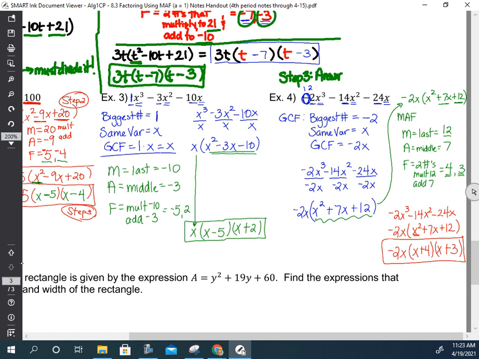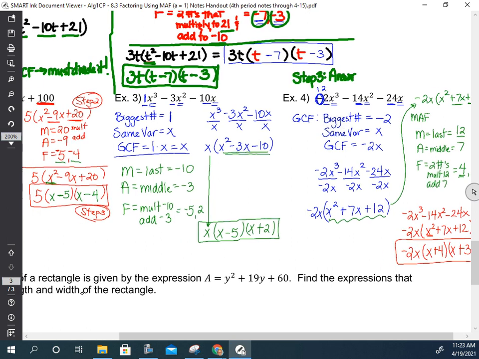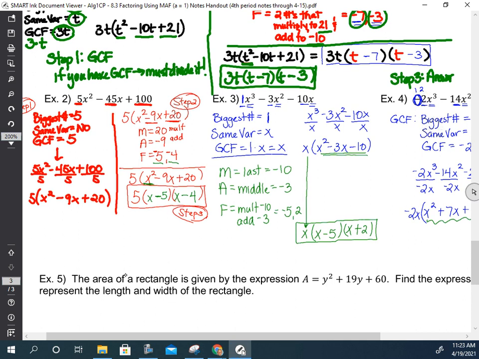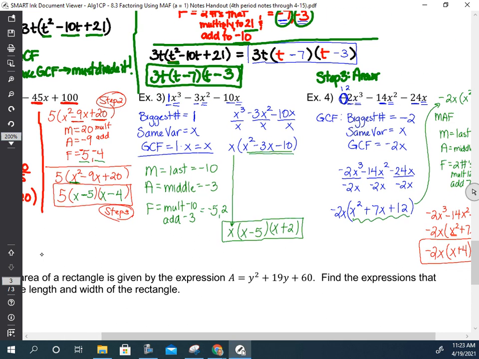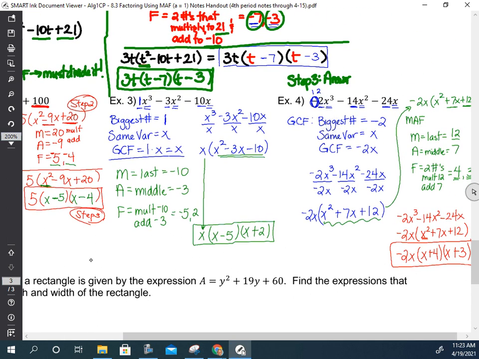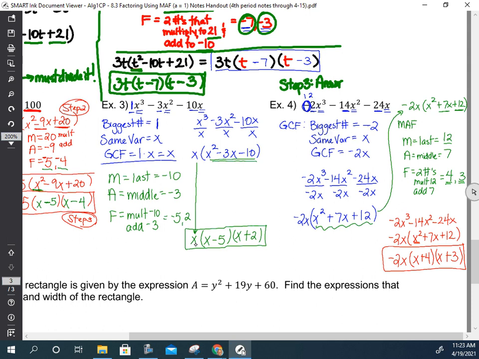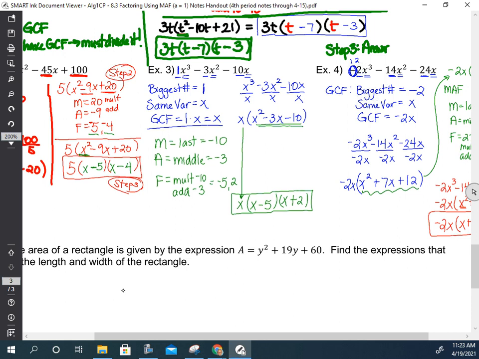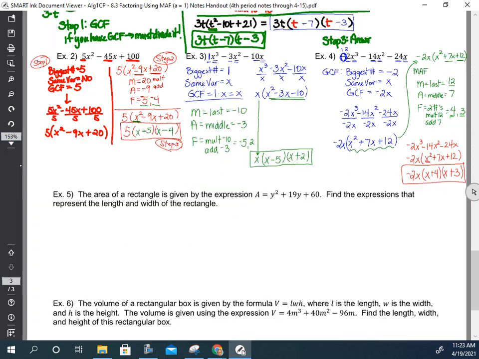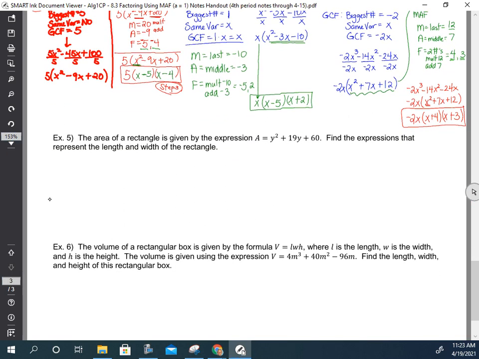All right, so for examples 2, 3, and 4, example 2, we took out just a number. Example 3, we took out a variable. And example 4, we took out both a number and a variable. So we at least did one of each type. So let's look at an application. So let's apply what factoring is.